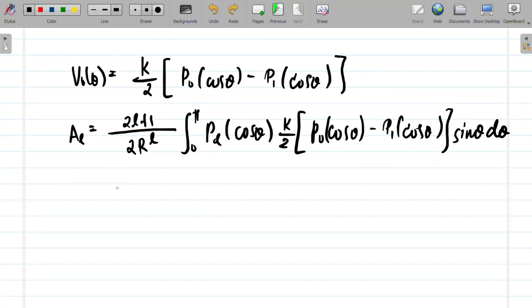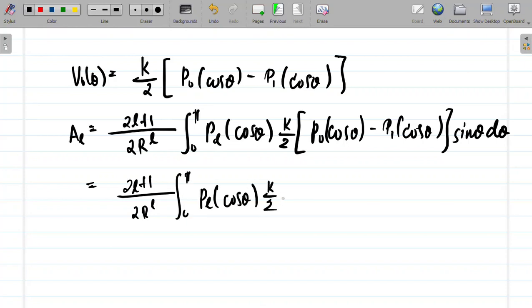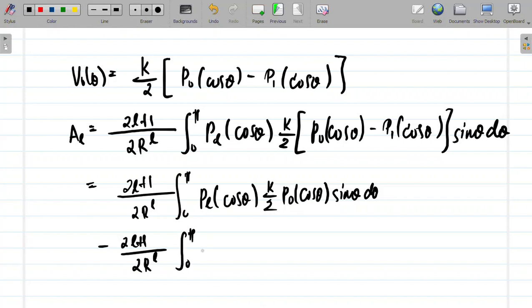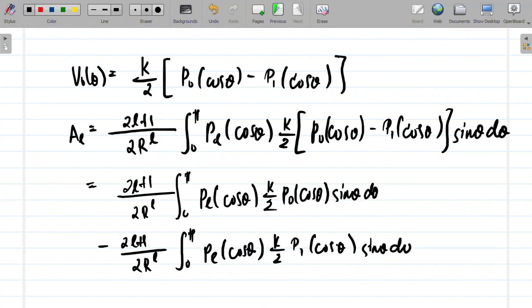Okay, class. So, expand natin to. We have (2l plus 1) over 2r to the l, integral from 0 to pi, Pl of cosine theta, k over 2, P naught of cosine theta, sine theta d theta, minus (2l plus 1) over 2r to the l, integral from 0 to pi ng Pl of cosine theta, k over 2, P1 of cosine theta, sine theta d theta.